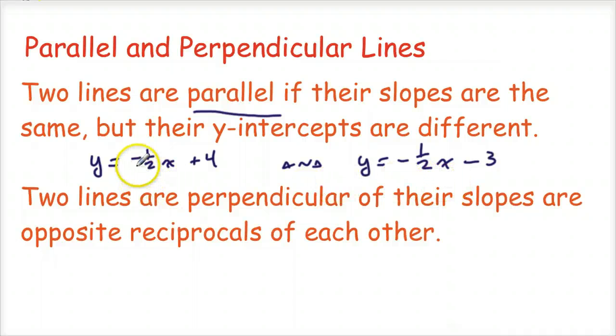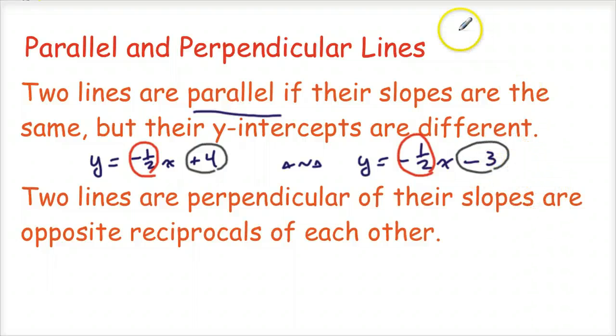And I see that immediately because I notice that both their slopes are the same, negative 1/2 and negative 1/2, but both their y-intercepts are different, so plus 4 and negative 3, right? Because these are in y equals mx plus b form. So here's the m, negative 1/2, and here's the y-intercept, the plus b, which is 4 here and negative 3 here. So the slopes are the same, y-intercepts are different.